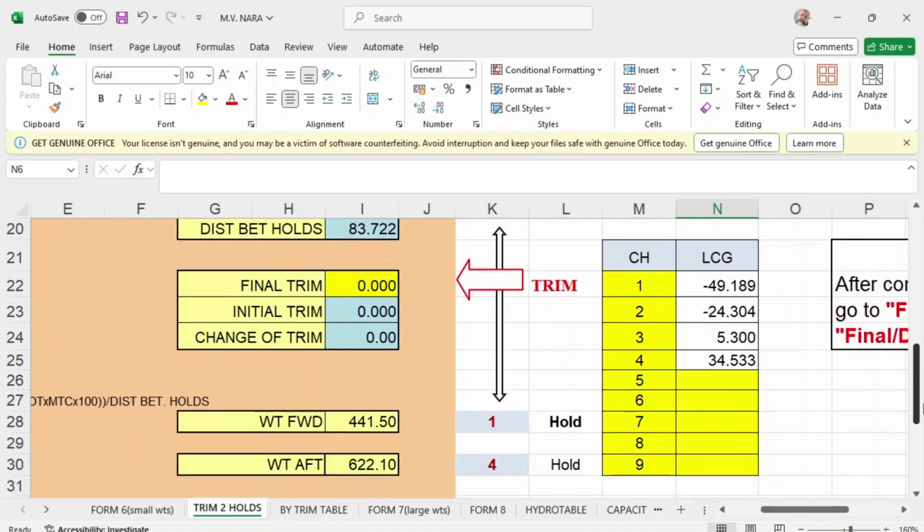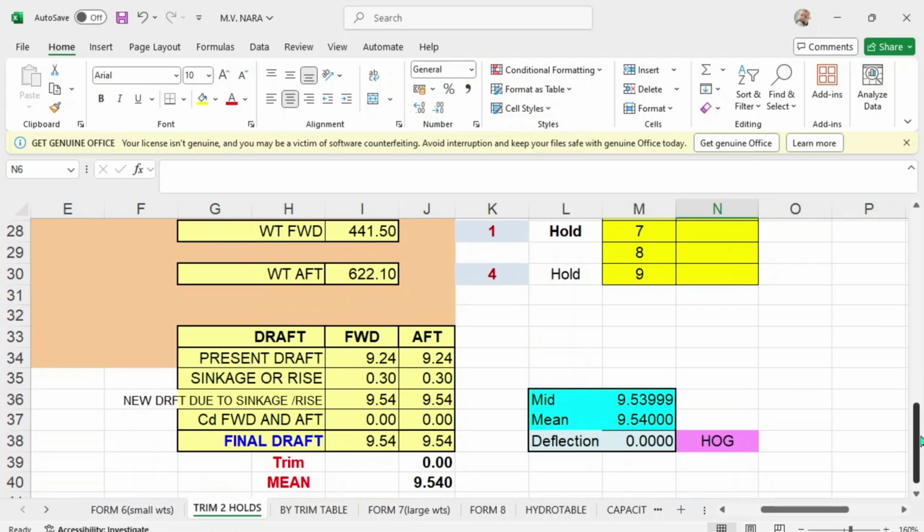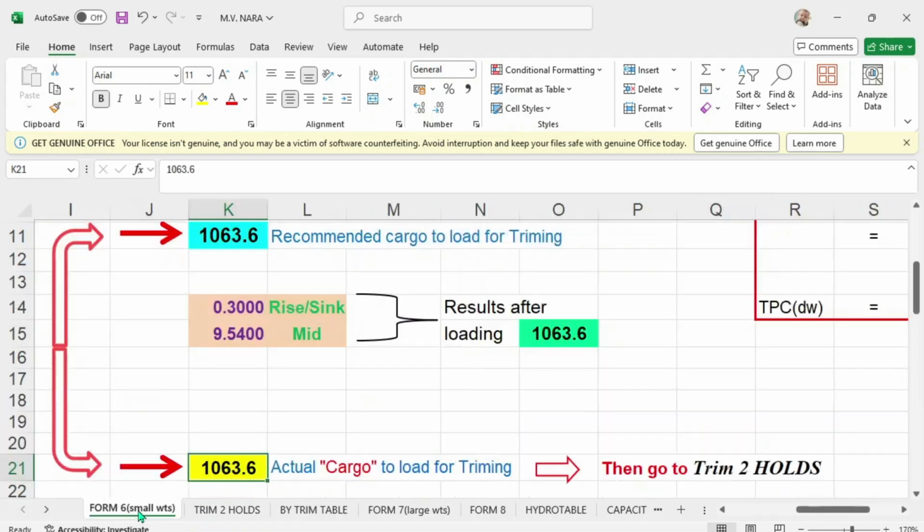And hold number 4 will be 622.6. Put here 622. And your departure drop would be forward 9.54, up drop is 9.54, no trim, even keel, and mean drop is 9.54, and your deflection is 0. So we go back to the form.